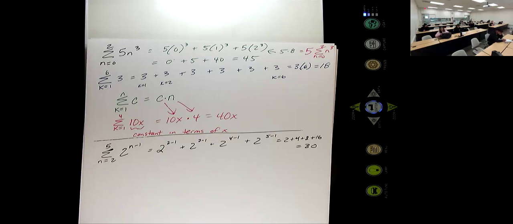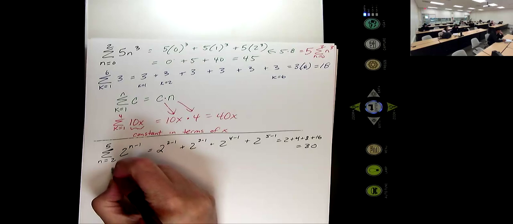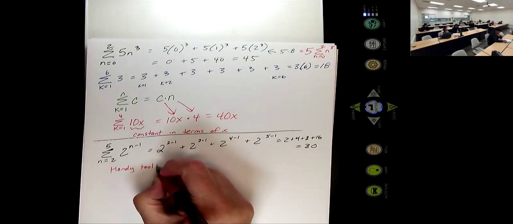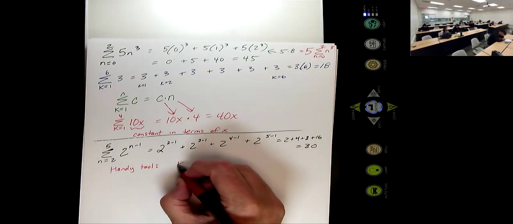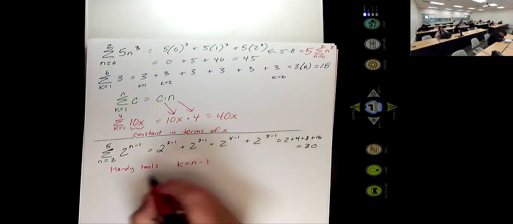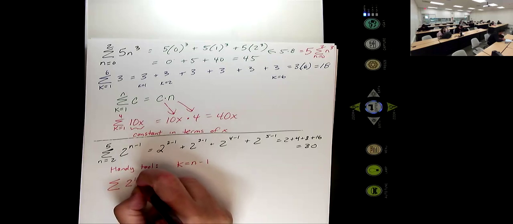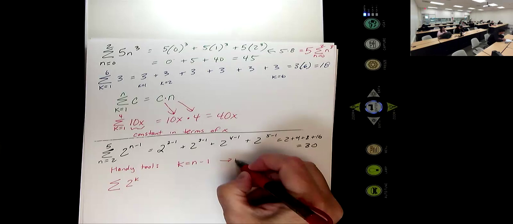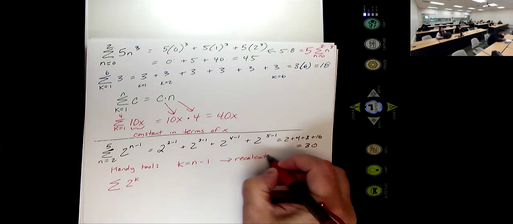Sometimes we'll have the index, like the n, but it's subtracted or something. Something you can do, and this is a handy tool, is say k equals n minus 1, so that I'm doing 2 to the k power. That way it's less work to think about. If you do, you have to recalculate the start and stop.